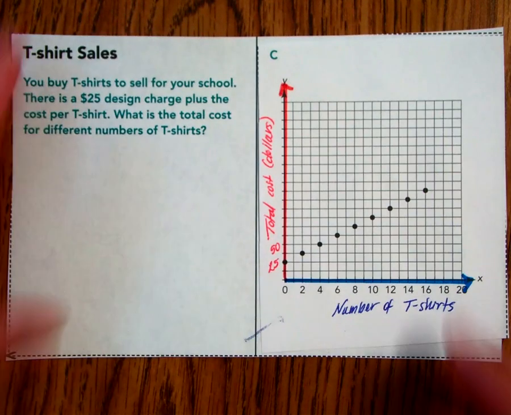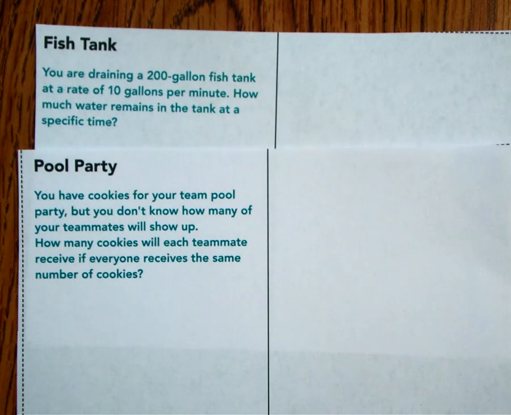Good. Just 2 more and then we're finished. We're going to go over just a little bit on 20 minutes here. So we got a fish tank draining at a rate of 10 gallons per minute, which is consistent. How much water remains in the tank at a specific time? Or you have cookies for a team pool party, but you don't know how many teammates will show up. So that's totally random. How many cookies will each teammate receive if everyone receives the same number of cookies? But you don't know how many people are there yet. So that causes us all sorts of problems.